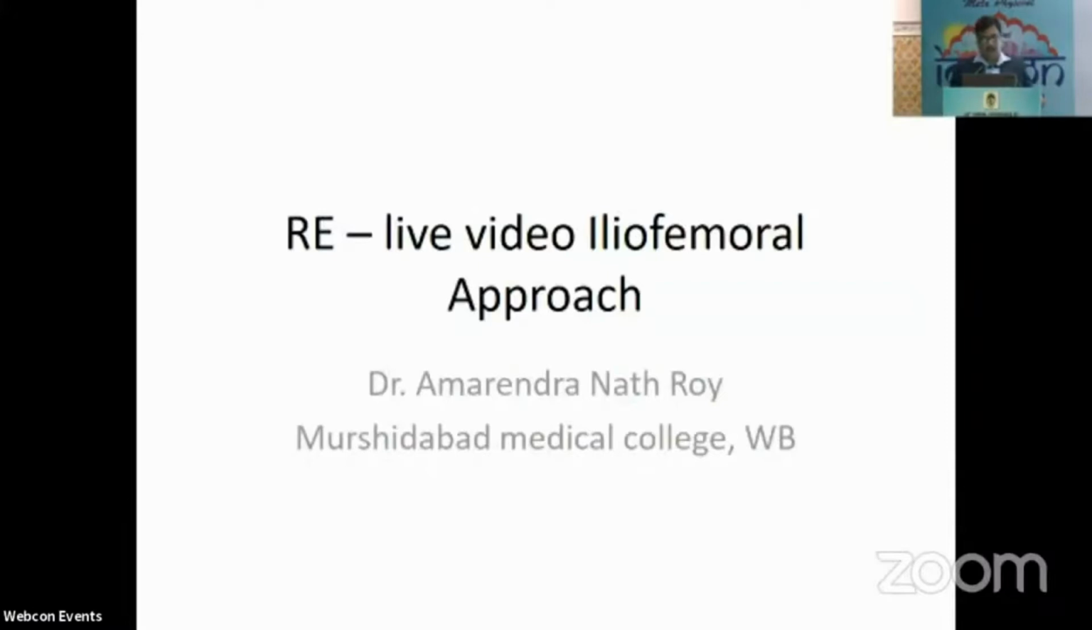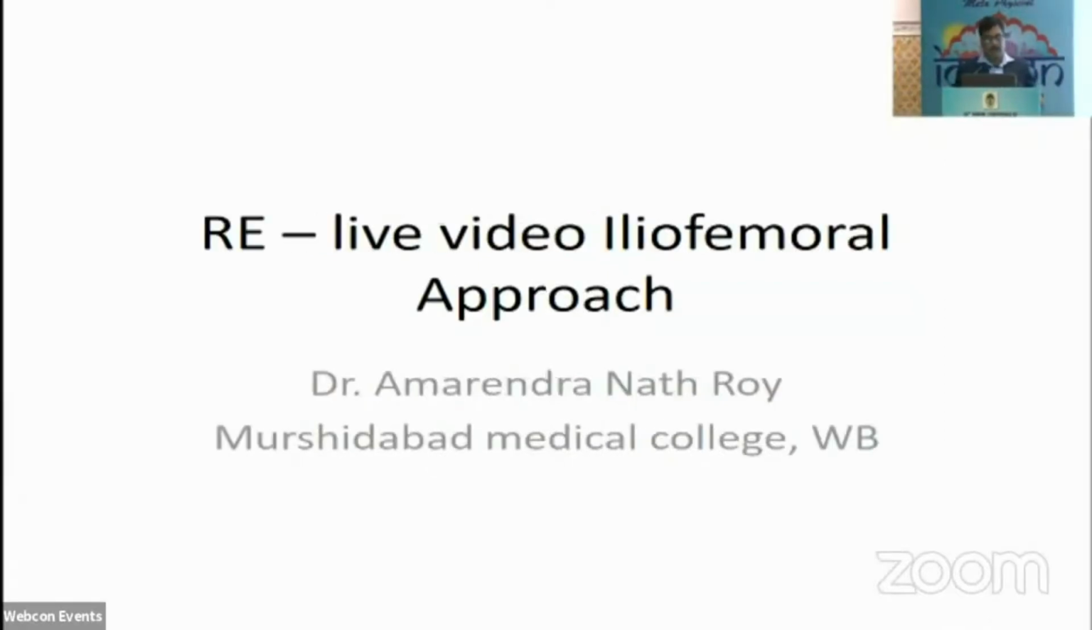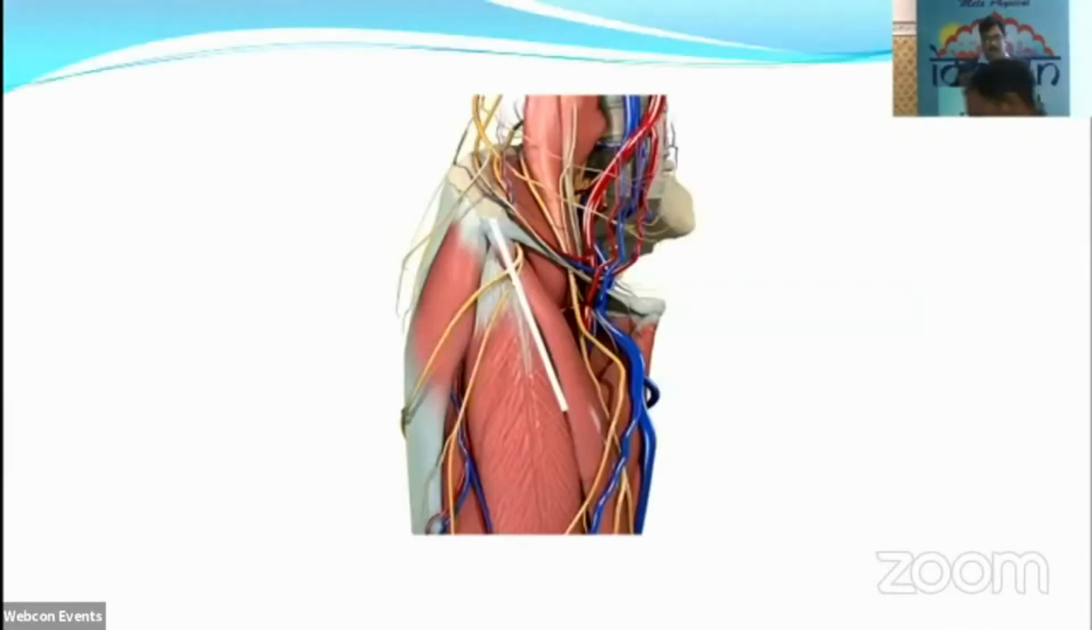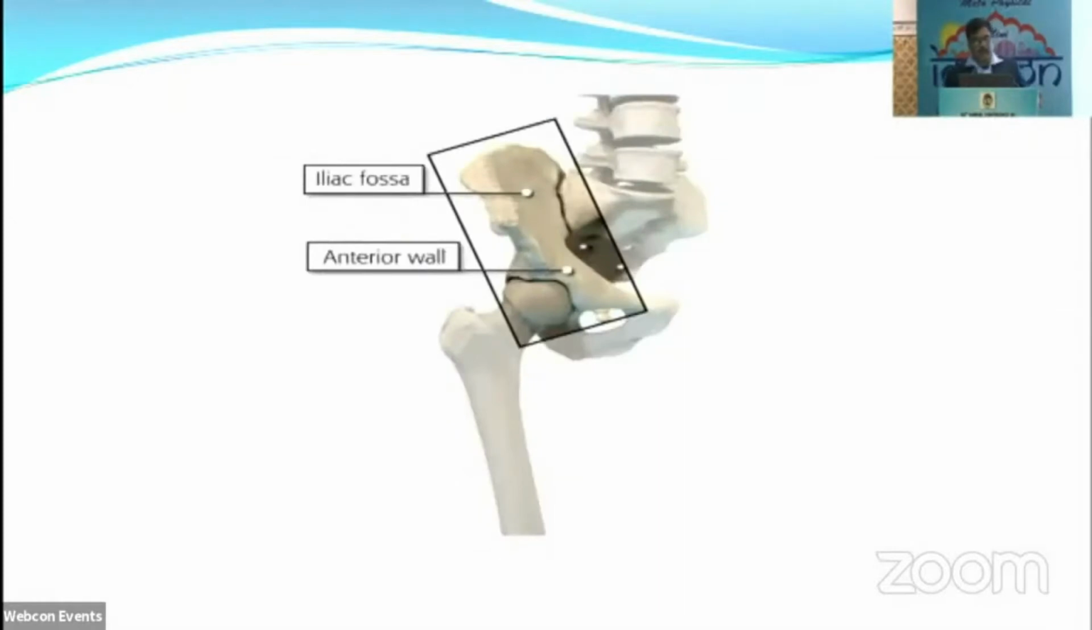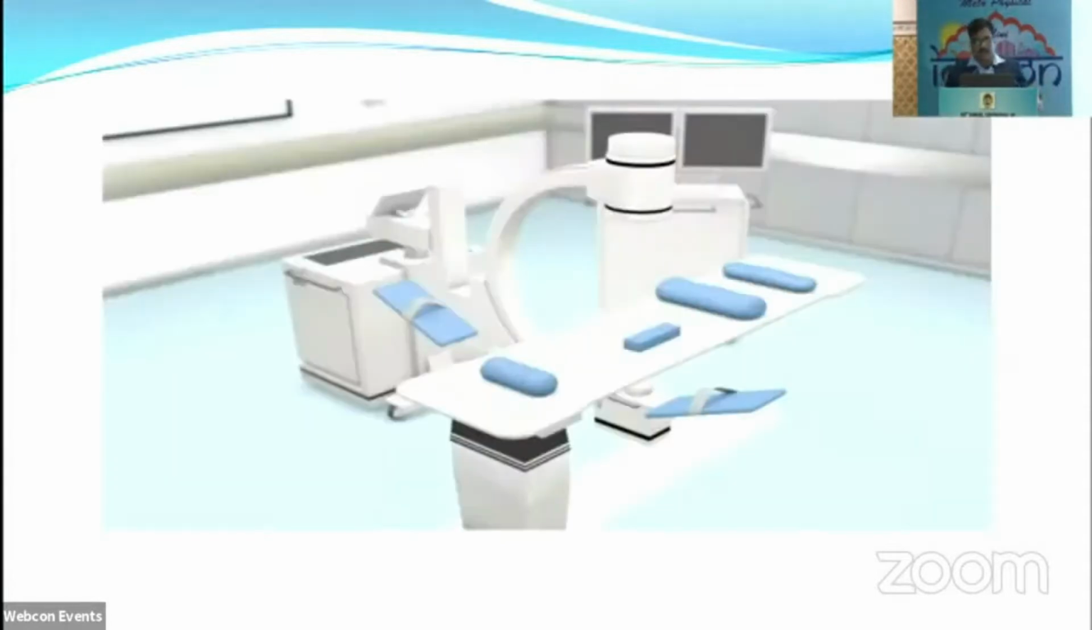I'm starting with a real-life video of the iliofemoral approach. It's an approach in between the sartorius and tensor fasciae latae. The interval is going in between, and the areas that can be accessed by this approach are the iliac fossa, the anterior wall, and the portion beyond the iliopectineal eminence.